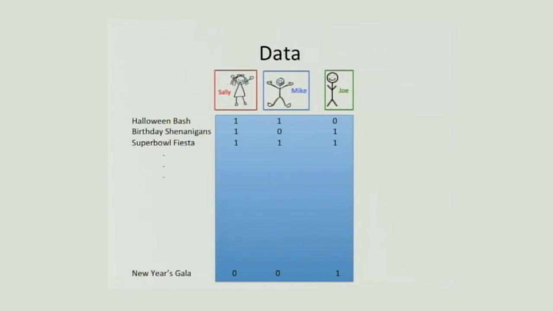So our data looks like this. We have 200 rows, each corresponding to a different party, 3 columns, 1 for each of these 3 people, and each element is a 0 or a 1. It's a 1 if the particular person attended a particular party. And we can see that if Sally goes to a party, Mike or Joe or both tend to attend. And if Sally doesn't go, then maybe Mike doesn't go.